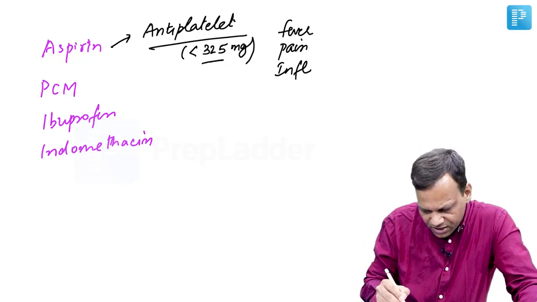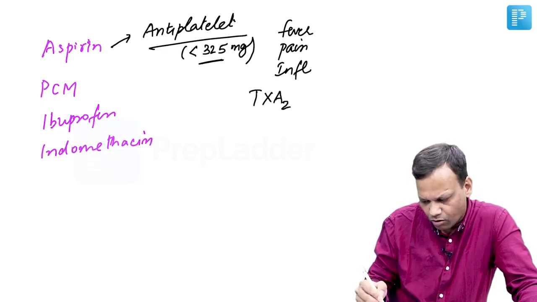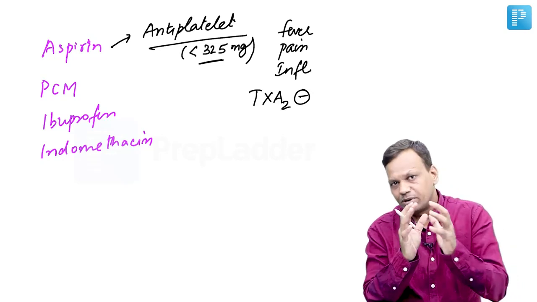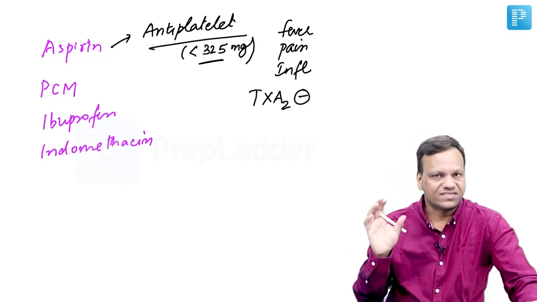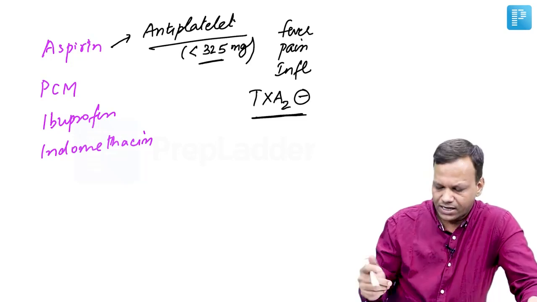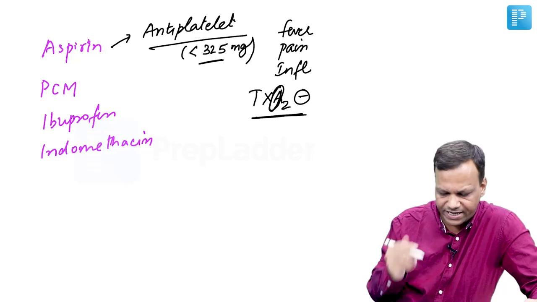It has been found that at low dose, aspirin primarily inhibits formation of thromboxane A2. By inhibiting cyclooxygenase, it can inhibit both thromboxane A2 as well as prostacyclin, but at low dose, the main inhibition is of thromboxane A2, so platelet aggregation will not occur. So it is mainly used as an antiplatelet drug.